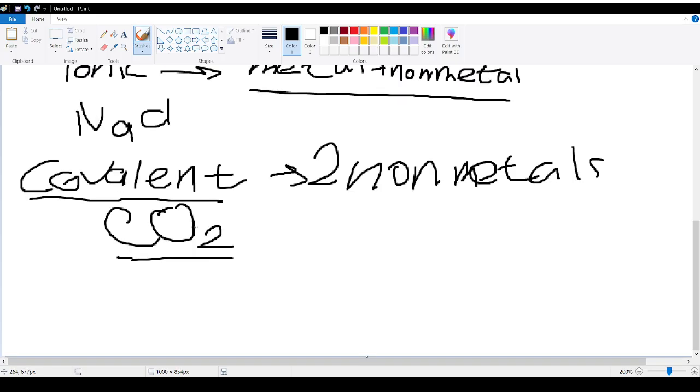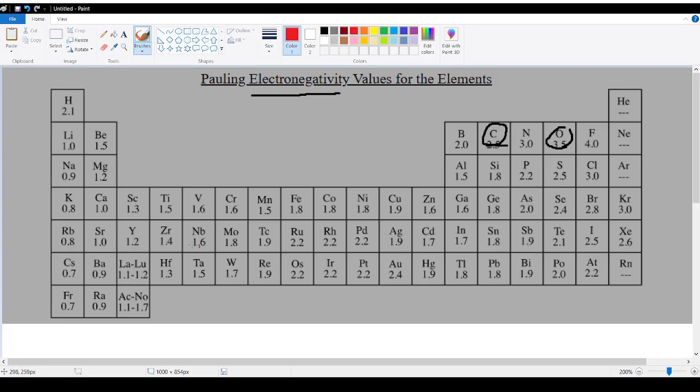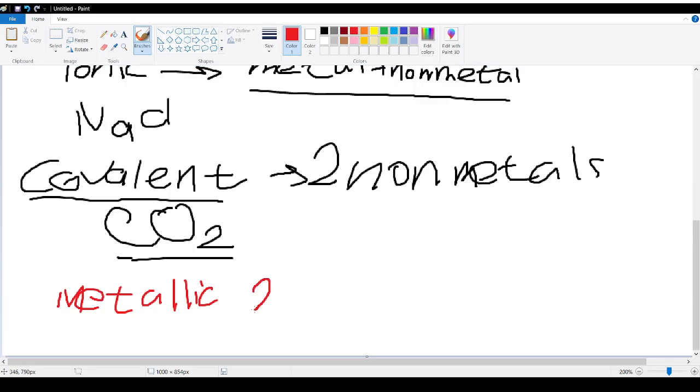Now we have the third one. The third one is not that common, so you don't have to worry about it, but it's good to know about it. So we have metallic. We have metallic bonding. Metallic bonding is just two metals.